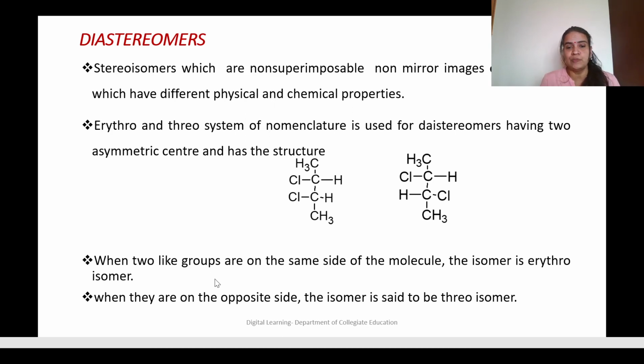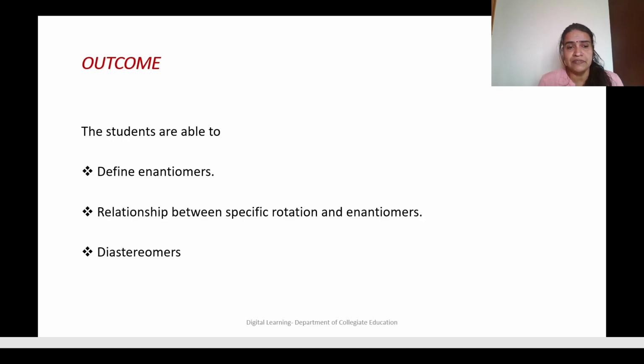When two like groups are on the same side of the molecule, the isomer is the erythro isomer, and when they are on the opposite side, the isomer is said to be the threo isomer. So from this session, you will all be able to answer: define enantiomers. What is the relation between specific rotation and enantiomers, like the dextro form will rotate towards the right side, and the levo form will rotate towards the left side? And what do you mean by diastereomers? How do diastereomers differ from enantiomers?